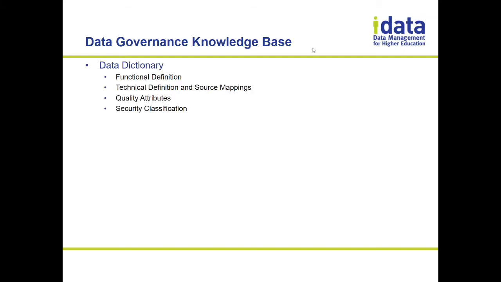So just as an overview, a data dictionary is a typical starting point, and there you might have functional definitions as well as technical definitions, so business glossary sort of terms, and then an explanation of how those business glossary terms are pulled from your different data systems, or source mappings for how that data comes out of different systems. Quality attributes, so if you've got undergraduate grades, which will be an example we use today, what's the list of valid grades, and is it required or not required? And then security classifications. Those are the sorts of things that we track within the data dictionary.